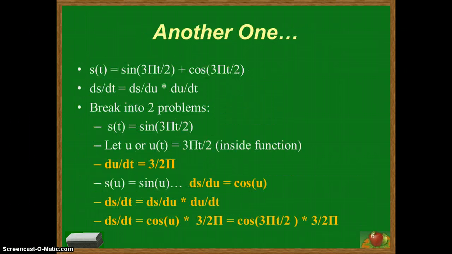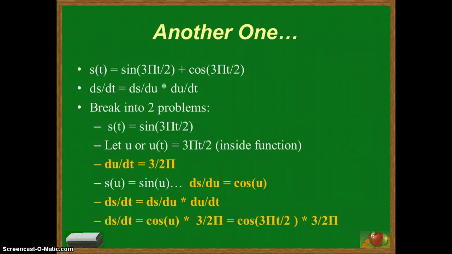Another one. This time I've changed the variables on you, and I'm saying s of t equals the sine of the quantity 3 pi t over 2, or 3/2 pi t, plus the cosine of 3/2 pi t. Remember, ds dt is what we're looking for, and that equals ds du, the derivative of the outside function, times du dt, the derivative of the inside. Let's break this into two problems because it is the sum of two functions. So we're going to do the first part of the problem first.